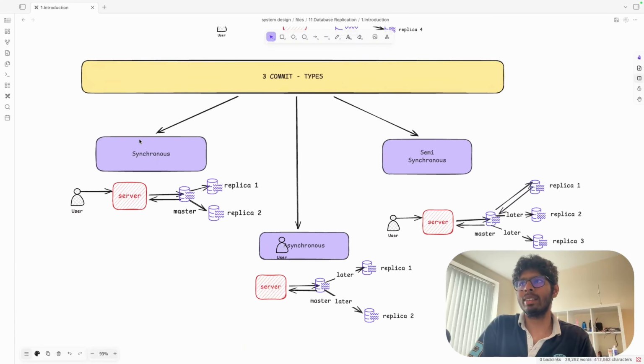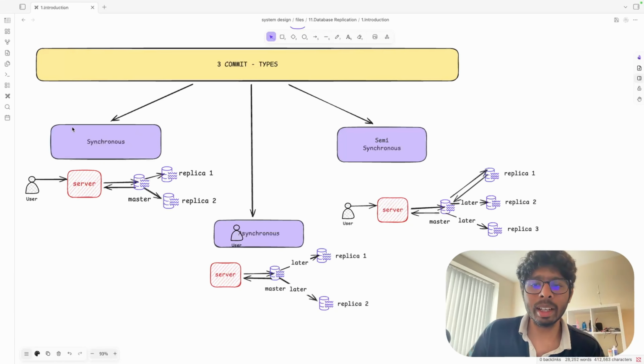Now let's understand the commit types. There are 3 types in commit. First is synchronous, then asynchronous, and the semi-synchronous. These are quite commonly used everywhere.